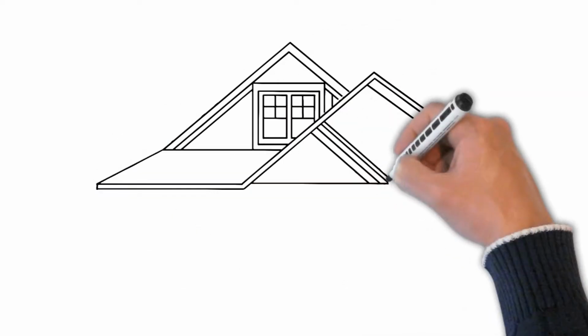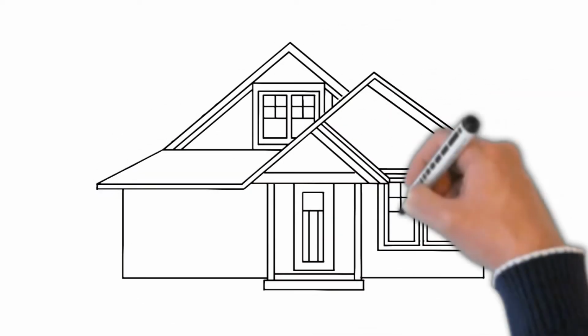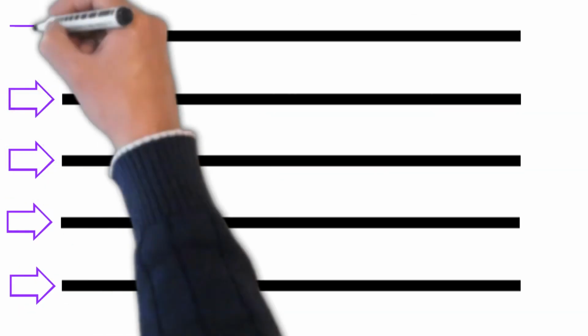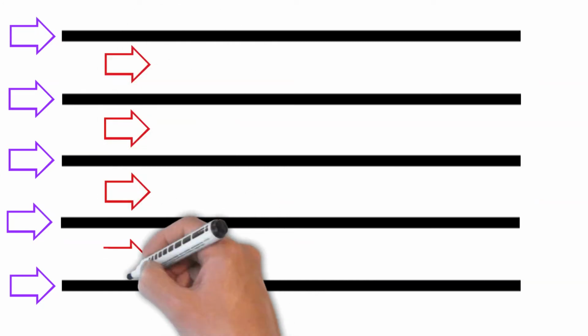The staff is like a home for notes. Each note has essentially its own room or floor. Each note has a specific location on the staff, either on a line or in a space.